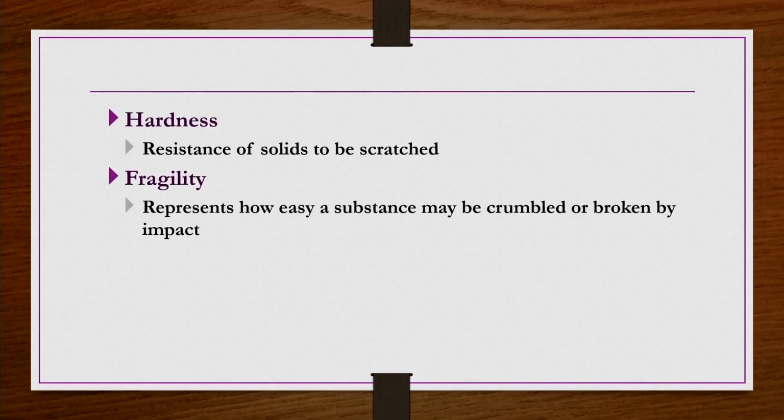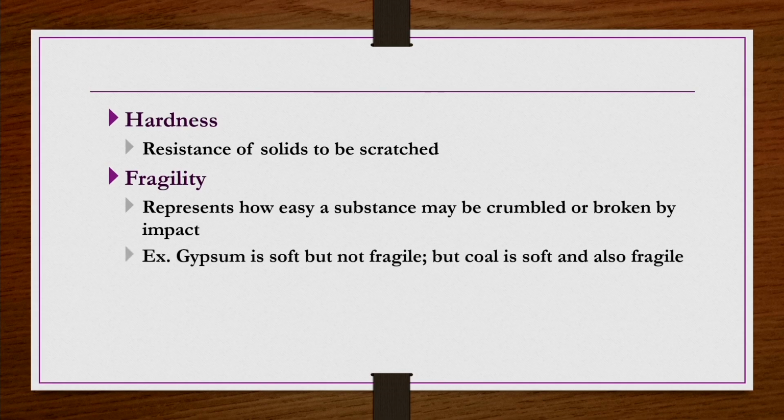Similarly, fragility. Fragility represents how easily a substance may be crumbled or broken down by impact. That is also different for the bulk material as well as for the small pieces, the granular material, of the same material. Example, gypsum is soft but not fragile, whereas coal is soft as well as fragile.